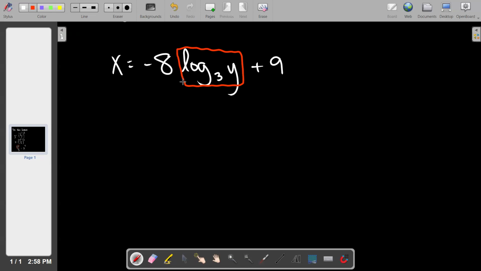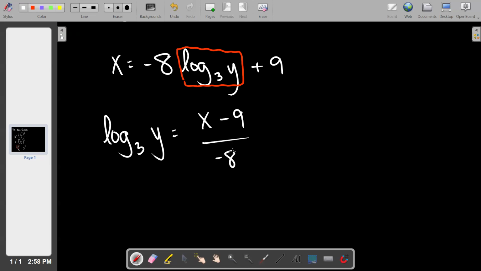So minus 9 and divide by minus 8. You can do all of that at once, and we're going to do a side switch. So we're going to have log base 3 of y is equal to x minus 9, then divided by minus 8.